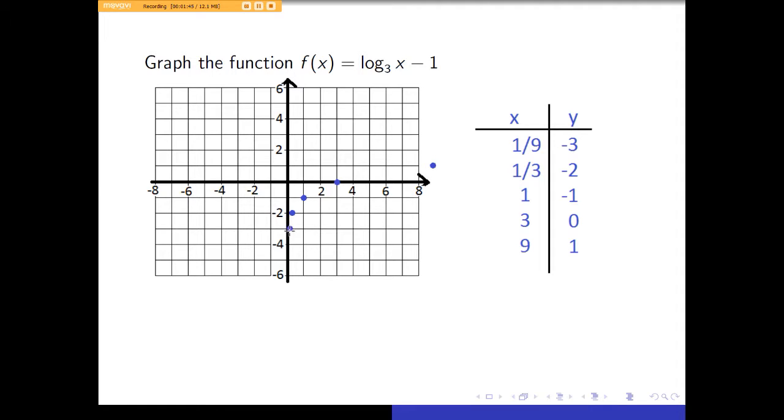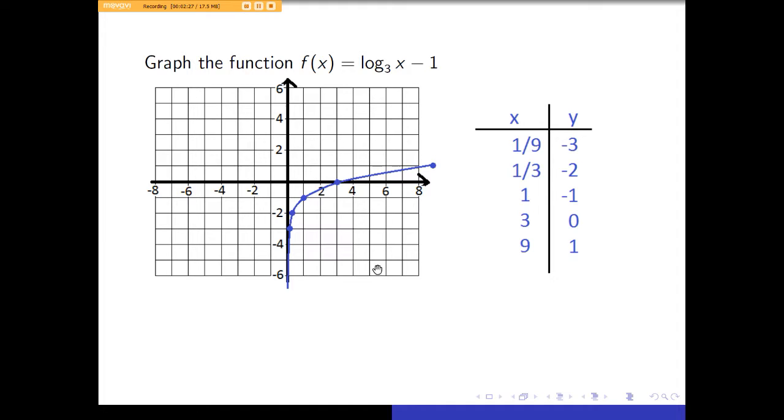1/9, negative 3 plots down here, and 1/3, negative 2 plots there, and 1, negative 1 plots right there, and 3, 0 plots there, and then when x is 9, y is 1, it kind of ends up off the grid. That's alright, I'll just put it out there. Alright, so that fills in much of our graph. We can see the shape already starting to form. So it looks like that, and you'll notice it looks real similar to our exponential functions. Since logarithms are inverses of their exponential functions, their graphs are going to look similar. That is, they're almost reflections across the line y equals x.